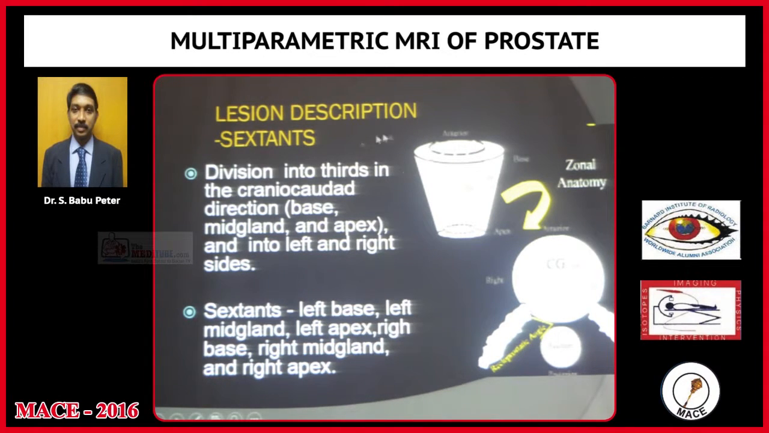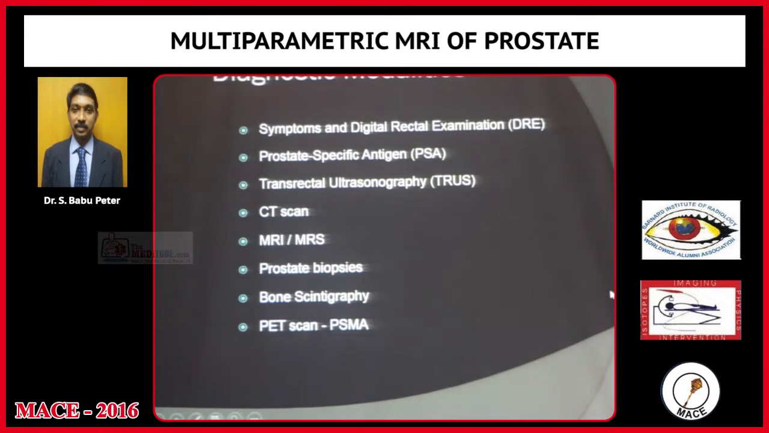So in the coronal sections, this is the base, the mid-body and apex. It is like a truncated cone. And you describe the prostatic lesion as the right mid-body, left mid-body, and the right apex or the left apex. And in the axial sections, you see the seminal vesicles and the neurovascular bundles, which will be in the 5 and the 7 o'clock position.